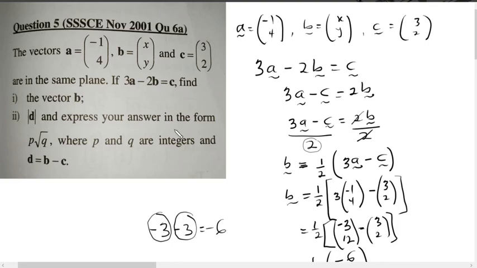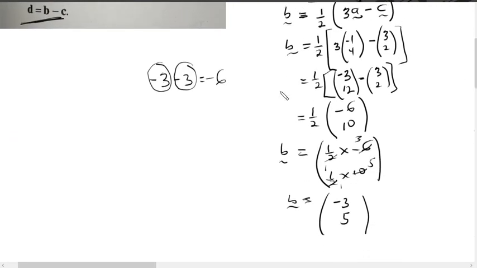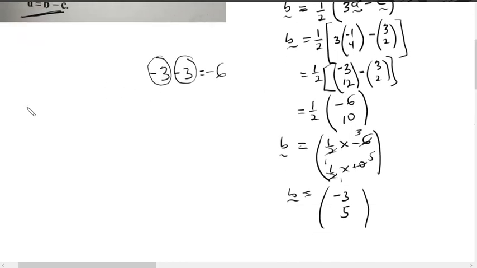But where is the vector D? From the question, I don't know vector D, but vector D has been defined for me, where P and Q are integers and vector D is equal to B minus C. So first I have to find vector D. Yeah, that is II. So first, vector D is equal to vector B minus vector C.